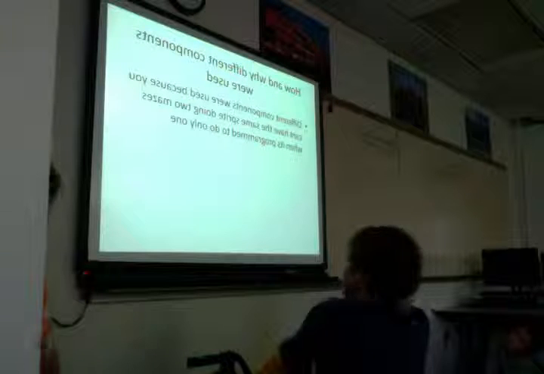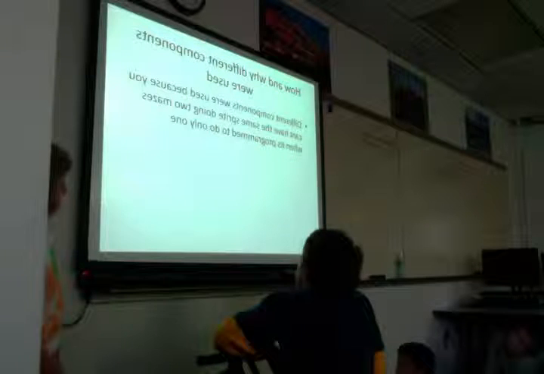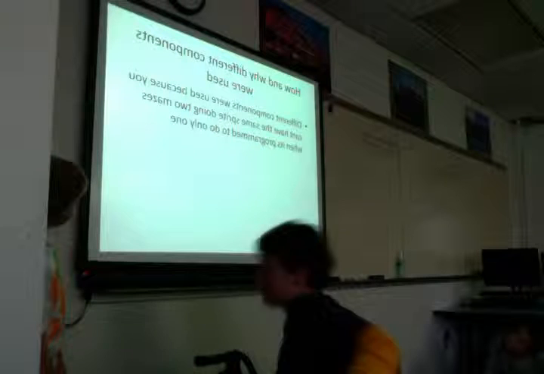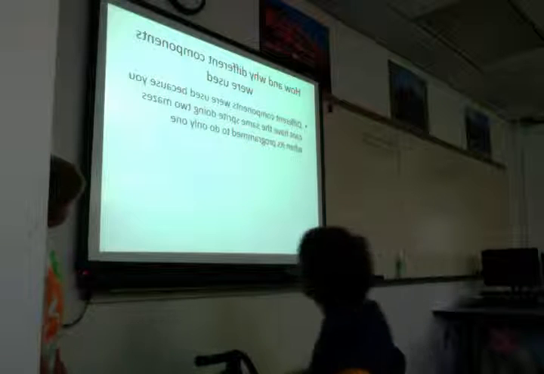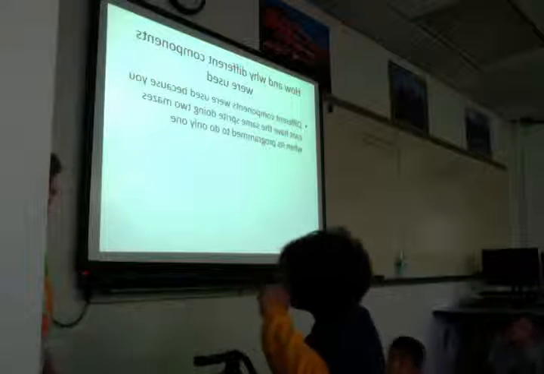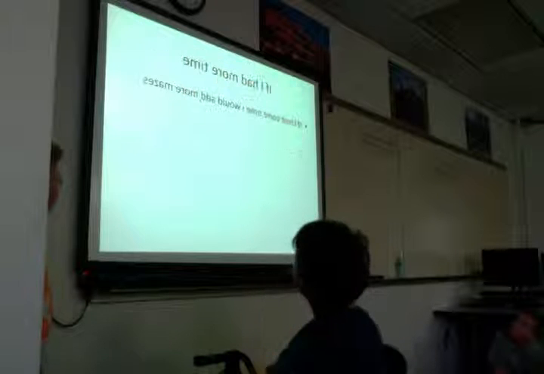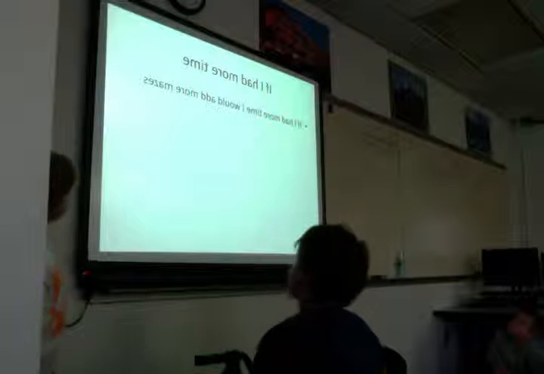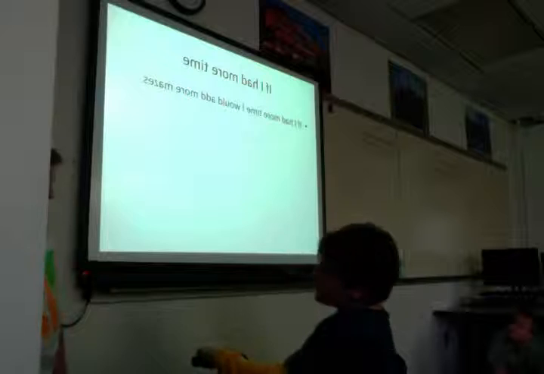How and why different components were used? Different components were used because you can't have the same sprite doing two races when it's programmed to do only one. If I had more time, I would add more races.